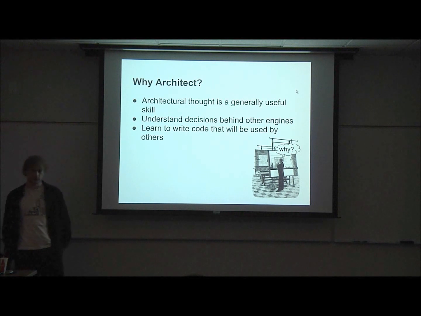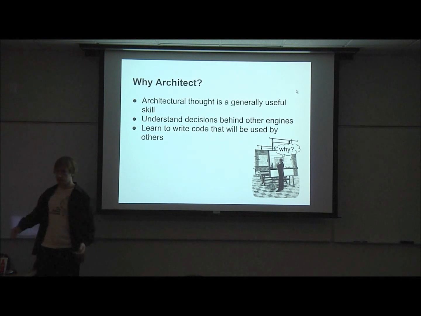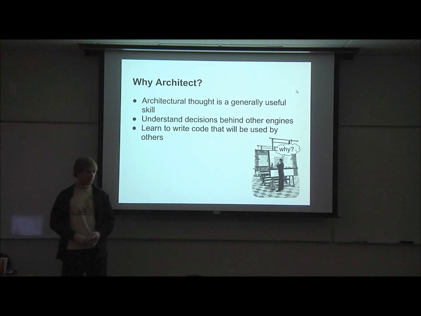Architectural thought is a generally useful skill. It'll apply to any API design you're doing, anything you're doing, really. Any function you write, function signature design, any code you write. This kind of thought process will help you write better code, more legible code, more efficient code, easier to use code.